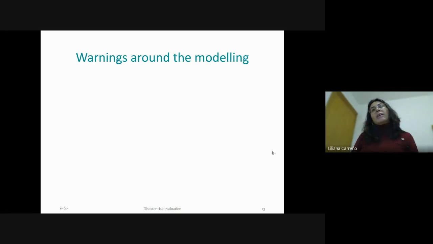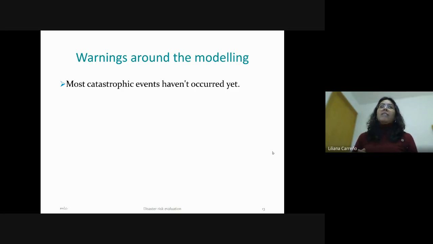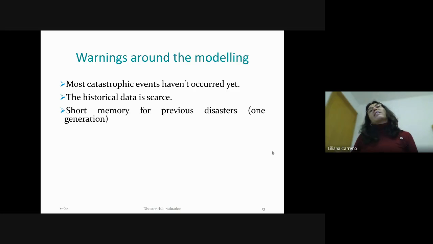At this moment, I would like to tell you about some warnings around probabilistic modeling. First, the most catastrophic events haven't occurred yet. The historical data is scarce. There is short memory for previous disasters, one or two generations.